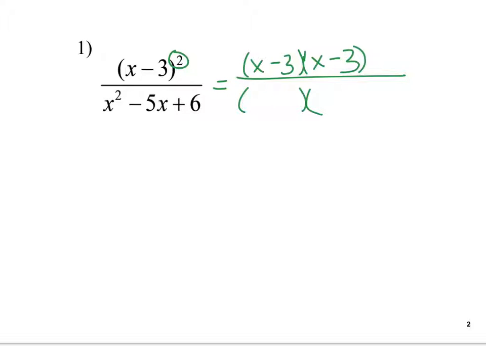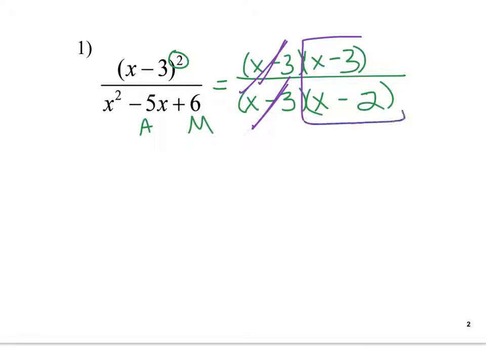This one down at the bottom, I factor using our AM method, two things that multiply to 6 and add to -5. So I'm going to go with -3 and -2. These -3's are common, so I cancel out these -3's, one on the top and one on the bottom. As long as there's only one on the top and only one on the bottom, you can cancel them out. This x minus 3 doesn't have a pair, so it can't be reduced. So the final answer is x minus 3 over x minus 2. Okay, that's as far as you can go.